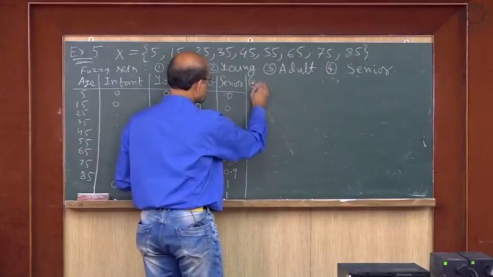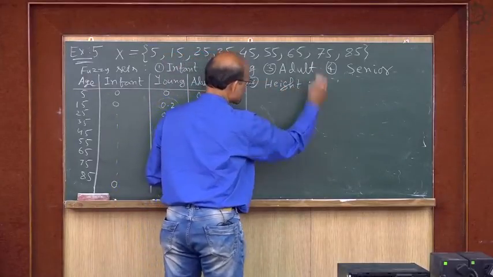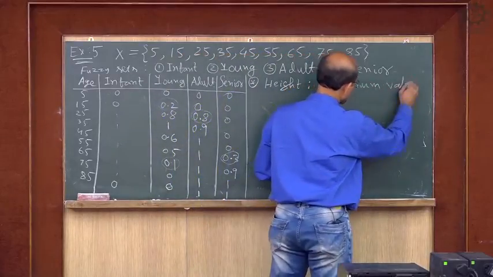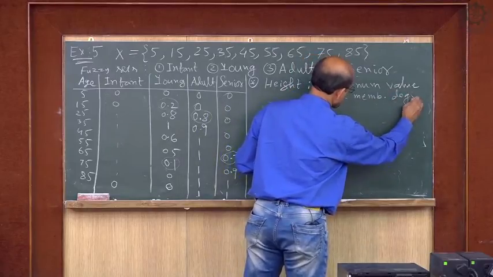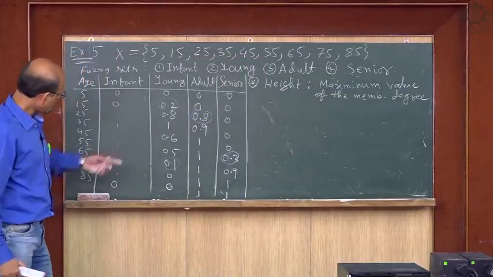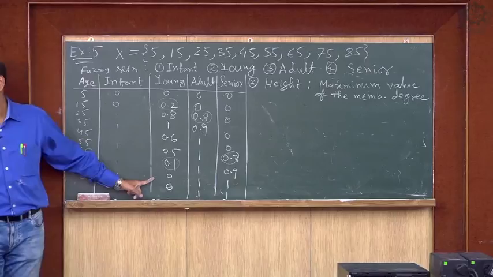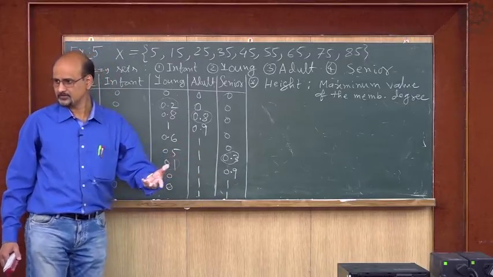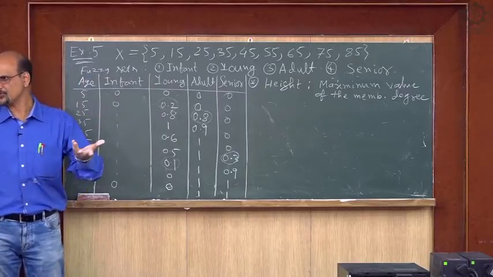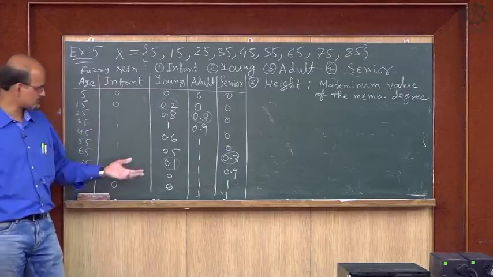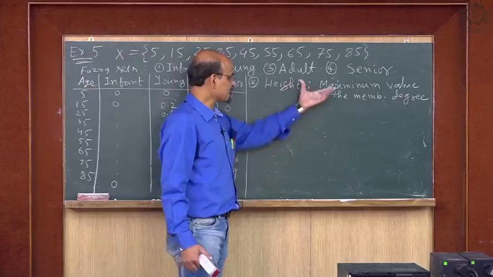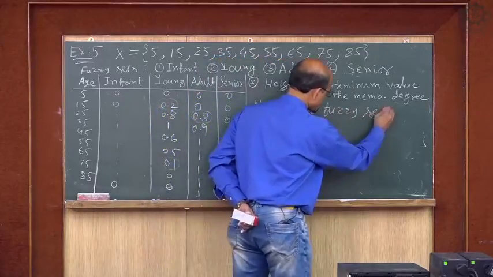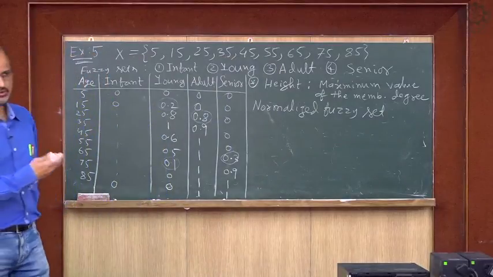Now I will define the next term, that is height. This is defined as the maximum value of the membership function, the maximum membership degree. So what is the height of this fuzzy set? 1. This is also 1, this is also 1. Sometimes you may not have 1. You may not give 1 to all the elements. It depends upon your application. Here it should be 1, but in some application problems you may not have 1. So height is the maximum value. Now from here we define the normalized fuzzy set. And as we know, what does normalized mean?